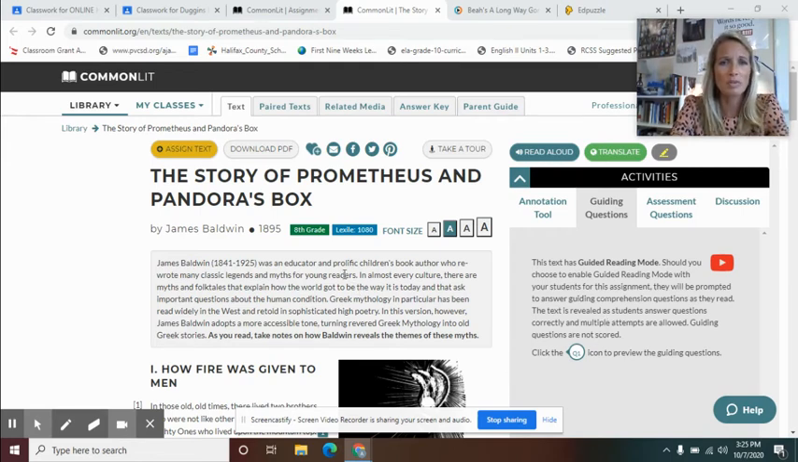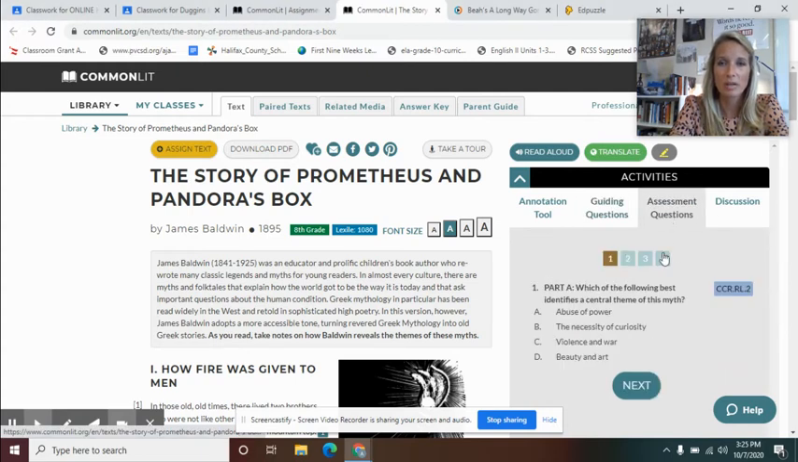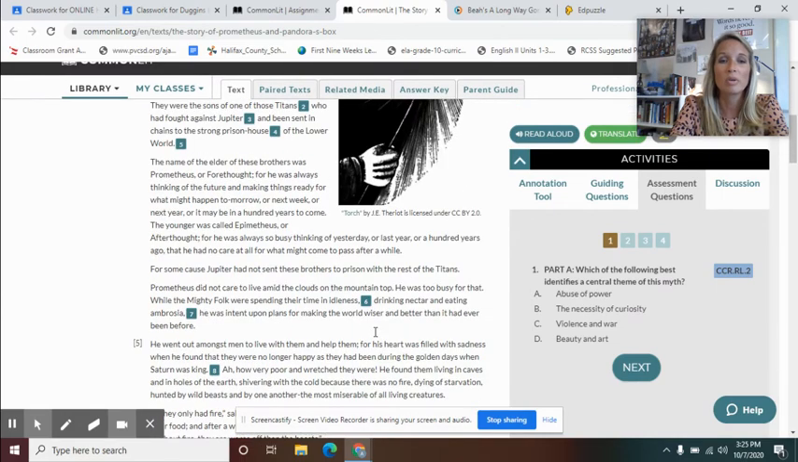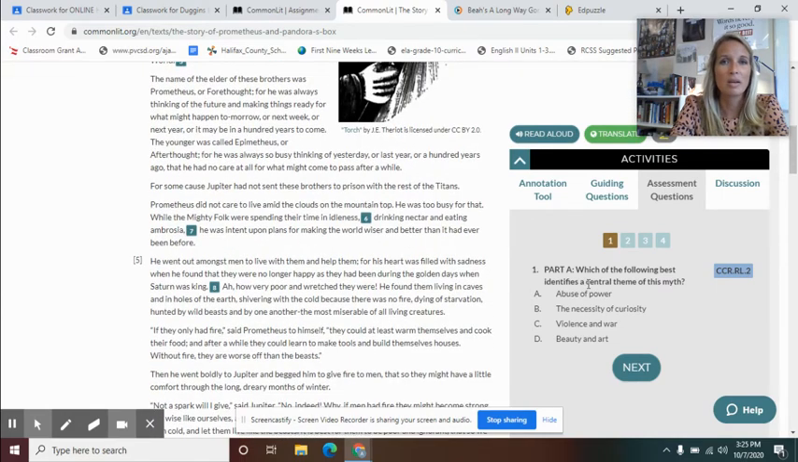I wanted to take a couple minutes for those of you that haven't done this assignment yet. Maybe this will help you. When you're looking at the assessment questions, I'm going to click on it and get there. Okay, it says, Part A, which of the following best identifies the central theme of the myth? Number one, you have to read the whole thing, not just part of it, because when it says a central theme of this myth, it means what is talked about the most throughout the whole thing. Some of these things might be talked about in a certain part of it, but which of these is talked about throughout the whole thing?